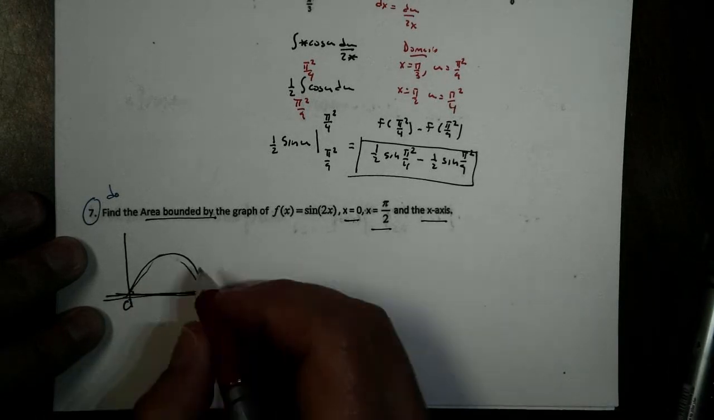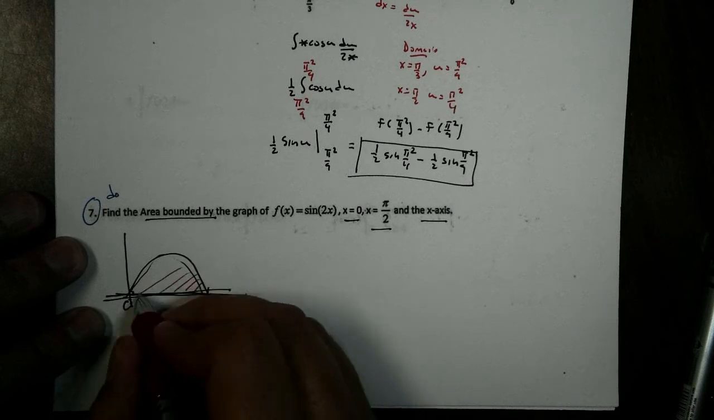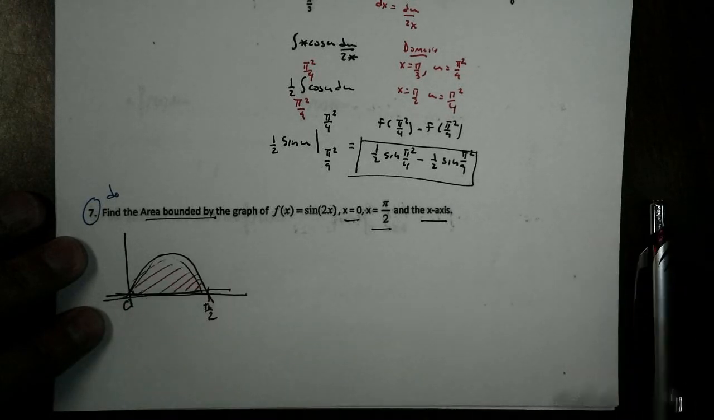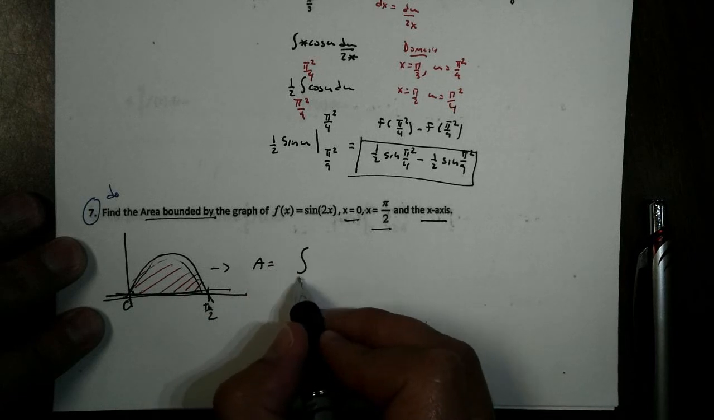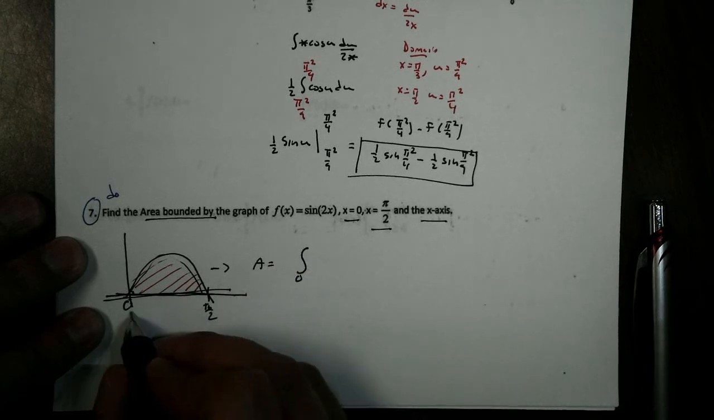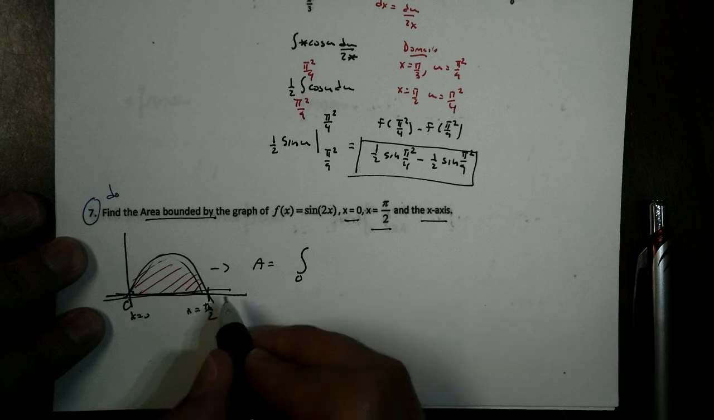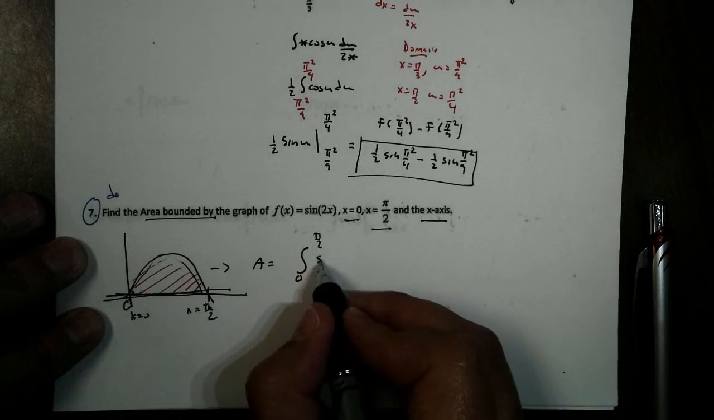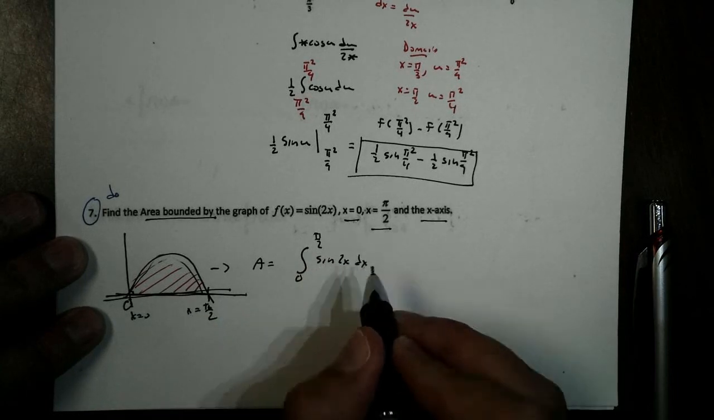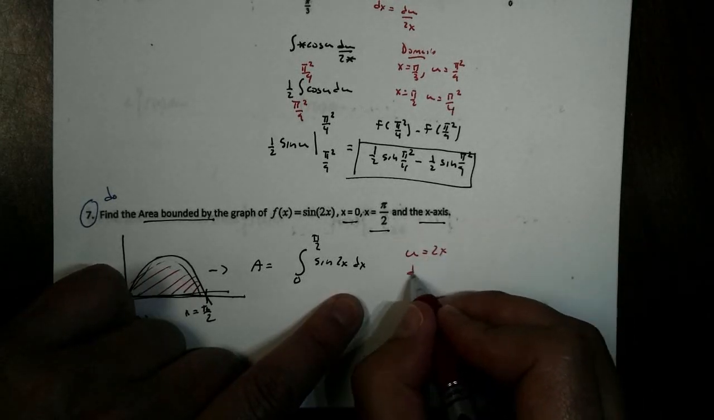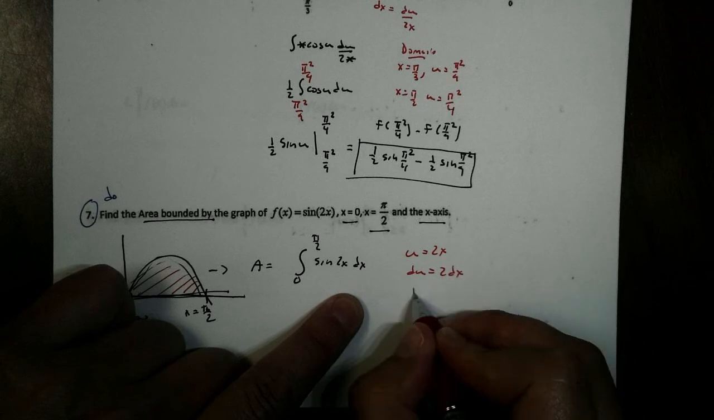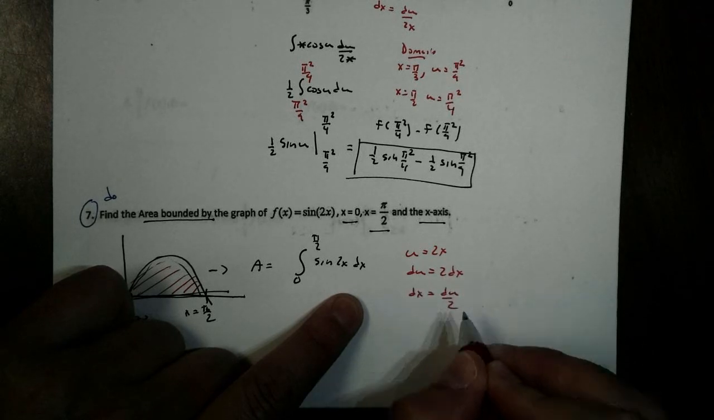So we're looking for the area bounded by that. That's what the phrase bounded by means. So I want to find the area. Well, what finds area? The integral. My x's go from 0 to x equals pi over 2 of sine 2x dx. Again, we're going to use u substitution. u is 2x, du is 2 dx. dx, of course, is du over 2.